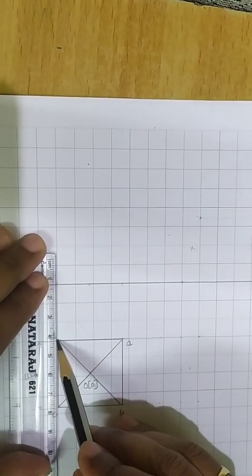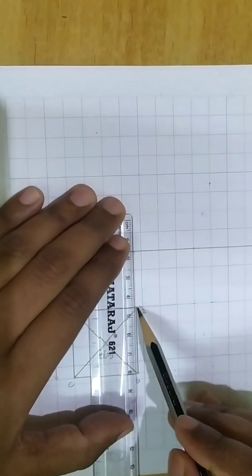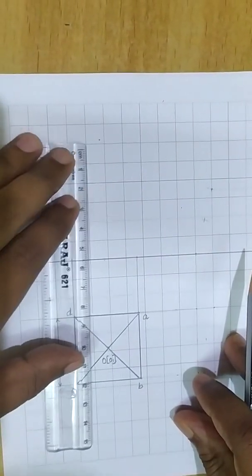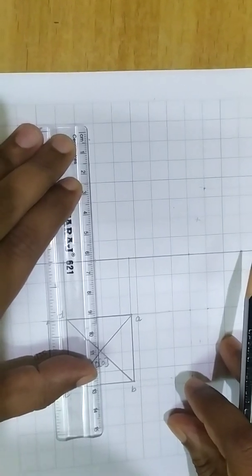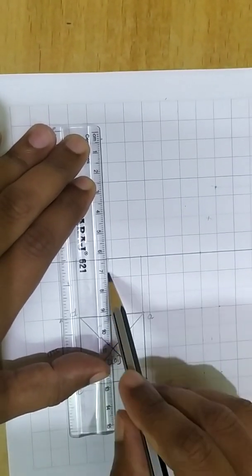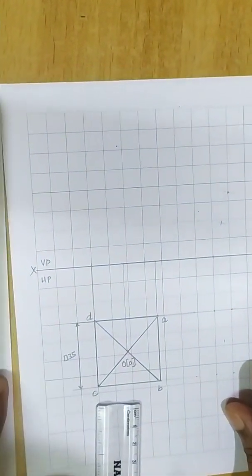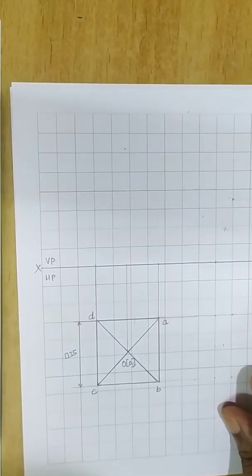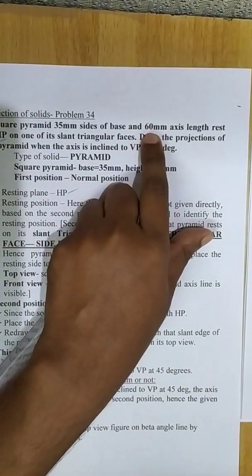Let me take the front view and draw it. Let me take the projections and complete the front view. I'll take the projections from this center point also, the center point of the cross section. Once we have taken the projections, we know that the axis length, the height of the pyramid, has been given as 60 mm.